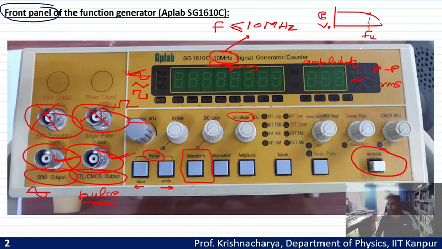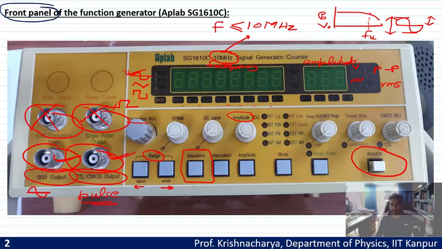RMS is basically the amplitude divided by √2. And peak to peak is from here to here. So this is simply your amplitude, this is peak to peak, and amplitude divided by root 2 is RMS. Depending on whether the signal is in volt or millivolts, and whether you are measuring peak to peak or RMS, the respective buttons will glow.